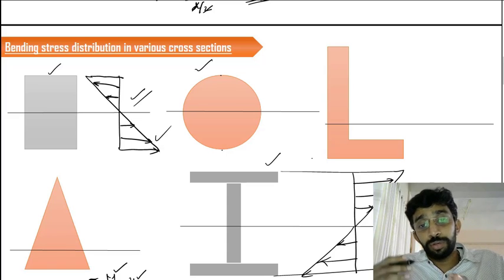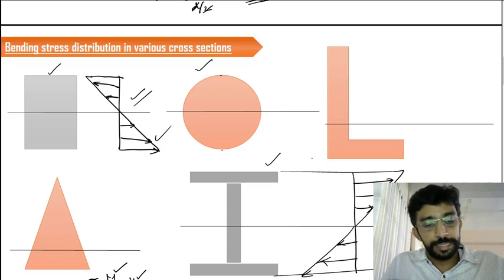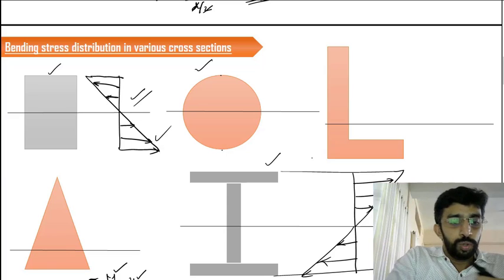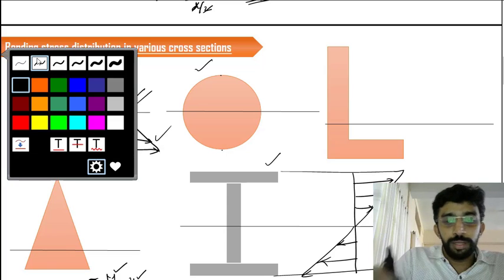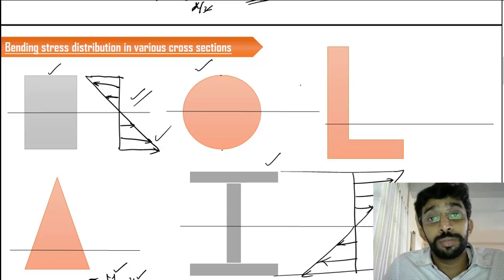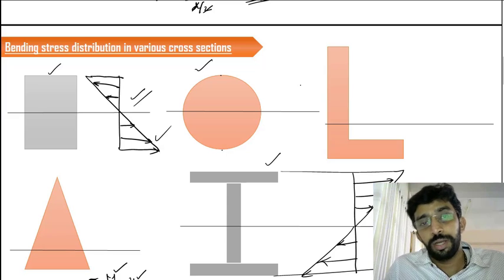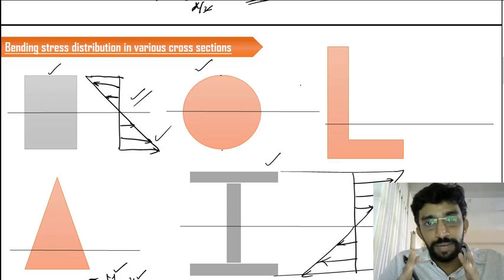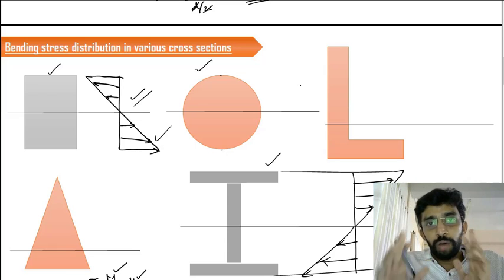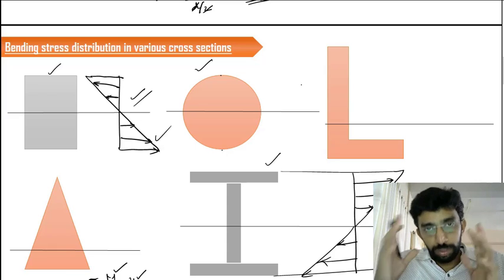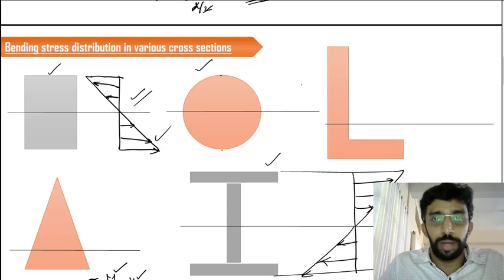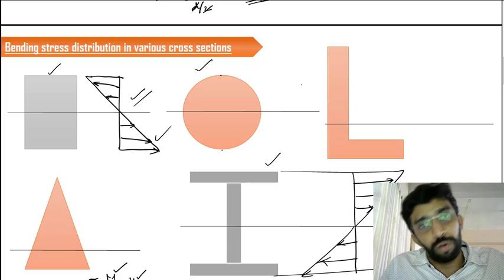Now we have to discuss some unsymmetrical sections like the L section and triangular section. How can we draw the stress distribution of the L section? I am not going to give you the exact value of the stress, but how the pattern is, or how the distribution is going to look like. That's what we are going to focus on.